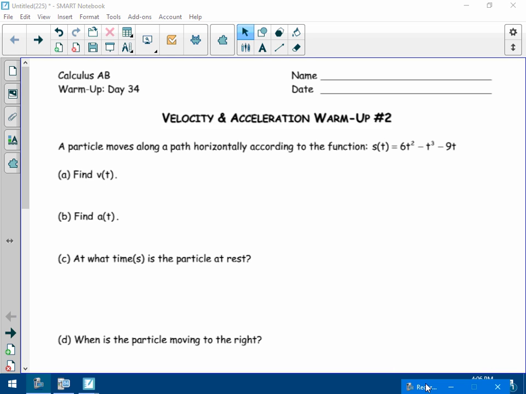Hello again. So I've got a lot of things I want to go through today. We've got a little bit of notes. We've got a warm-up on velocity and acceleration. We've got a quiz coming up tomorrow, so I want to do a little bit of quiz review too. So you should have this sheet in front of you. This is velocity and acceleration warm-up number 2.